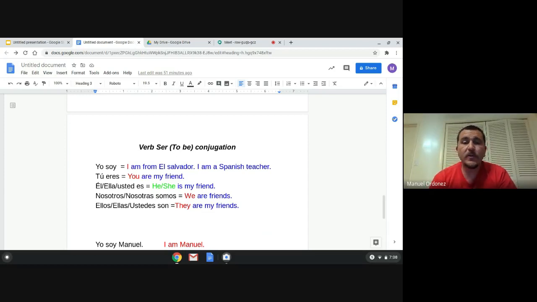And now I want to touch a little bit, very briefly, on Spanish grammar. We're going to study the verb to be. The verb to be in Spanish is el verbo ser, English to be. And we're going to conjugate. This is the conjugation of this verb, all right?